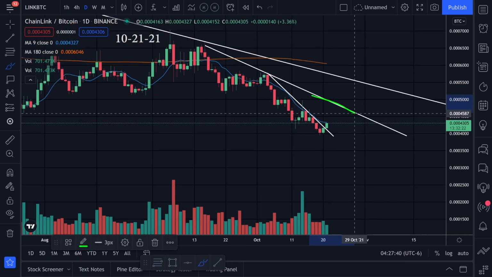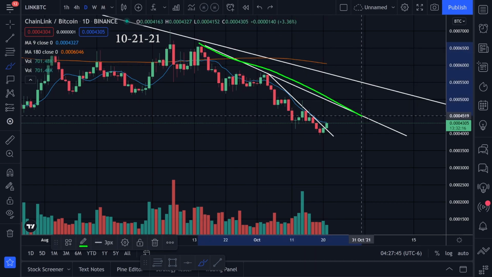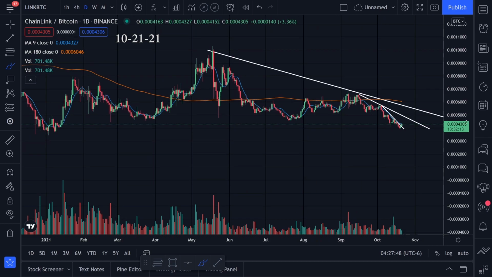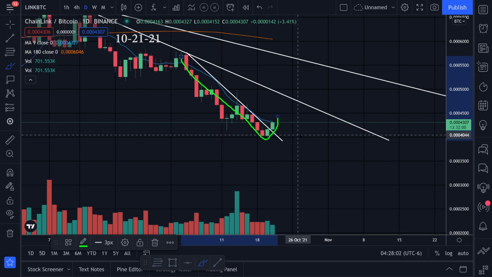This trend line comes from this resistance and this resistance. So we have another downtrend right here. We have multiple downtrends, let's say. We have this big one, this resistance and this resistance, and then we have this one, and then we have this other one that we just broke. So we just broke this one, going to the upside.